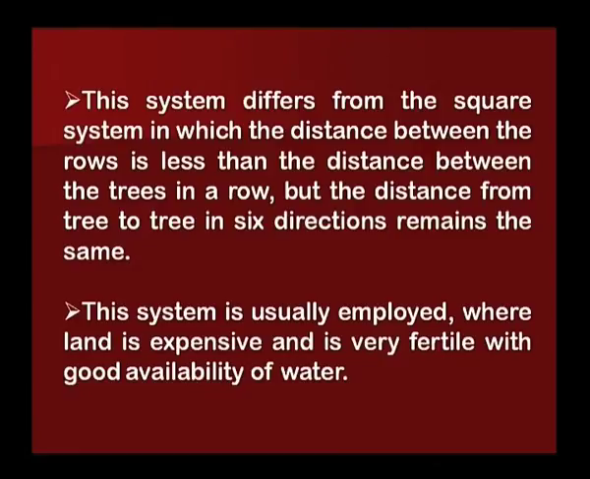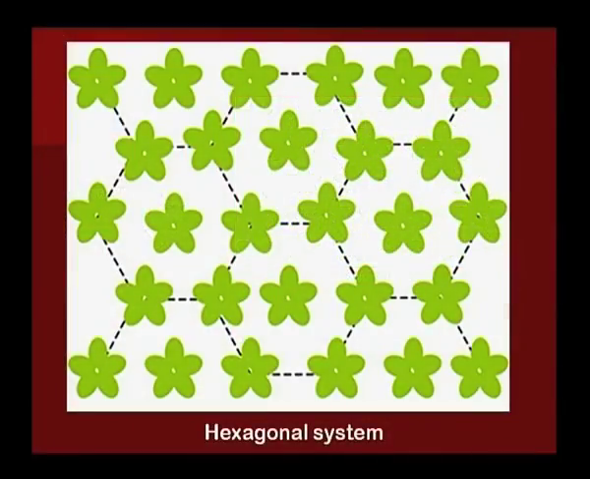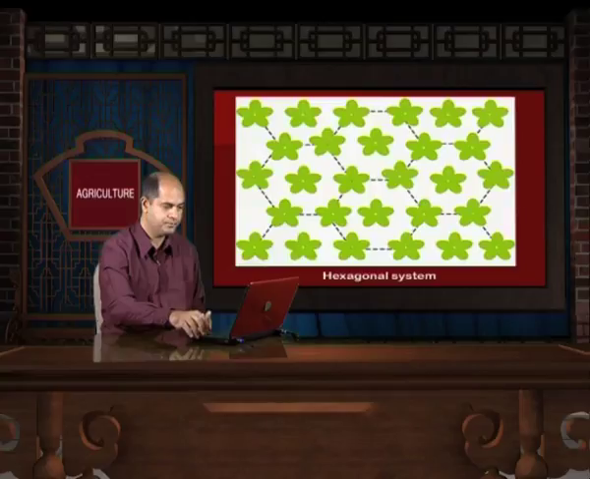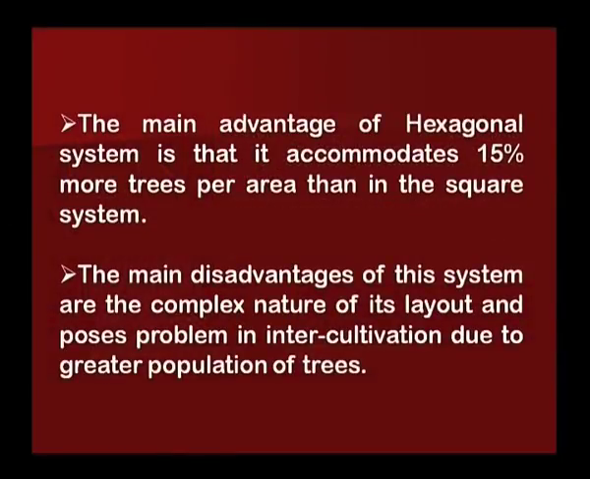This system is usually employed where land is expensive and very fertile with good availability of water. This picture shows the hexagonal system of plantation, and you can see a seventh plant in the center. The main advantage of the hexagonal system is that it accommodates 15% more trees per area than the square system. The main disadvantages of this system are the complex nature of its layout and the problem in intercultivation due to the greater population of trees.